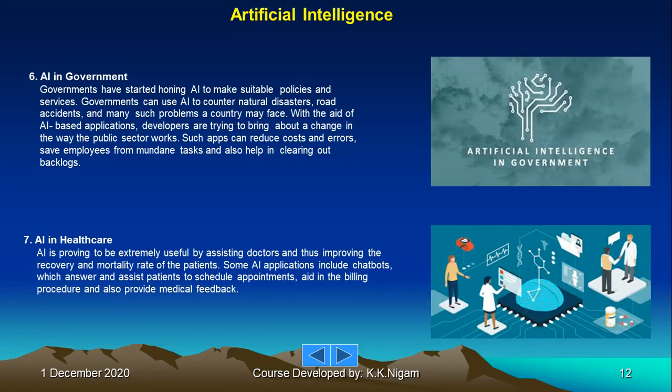AI in government: governments have started honing AI in a very, very big way. Lots of government policies are being framed around AI. Government can use AI to counter natural disasters, road accidents, and many such problems which the country faces. With the aid of AI-based applications, developers are trying to bring about a change in the way the public sector works. Such apps can reduce costs and errors, and save employees from mundane, very boring types of tasks. Definitely, that can be taken over by AI, and it can also help in clearing out the backlogs. So that is where AI is being used, or they are planning to use it, in various government departments.